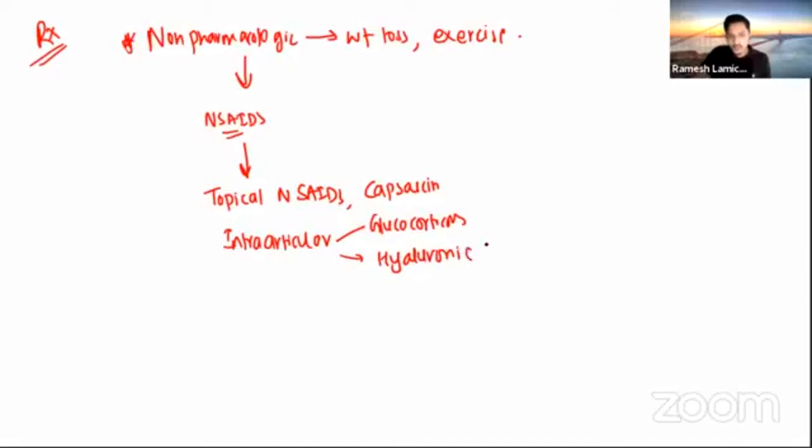Another one is hyaluronic acid. Most patients will resolve by this, but it is a chronic pain, so we have to go for chronic management. This is the mainstay treatment. Firstly, non-pharmacologic, we tell the patient to lose weight and exercise. If not, we go for drugs such as NSAIDs, and if not controlled, topical NSAIDs, capsaicin, or intra-articular glucocorticoid injection or hyaluronic acid injection. If not, we can go for chronic pain management.